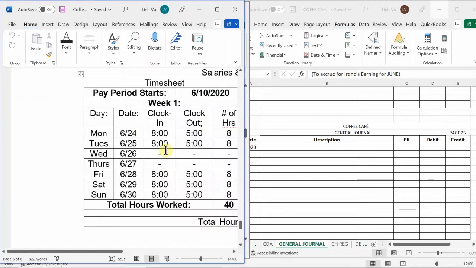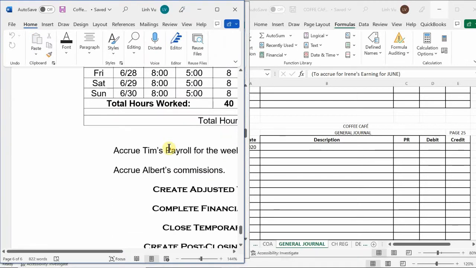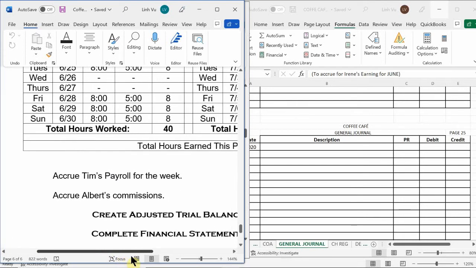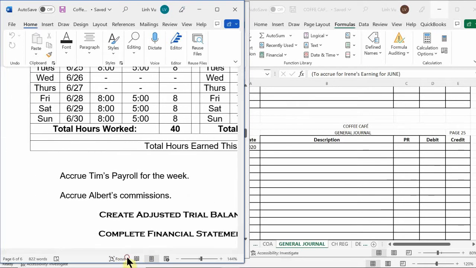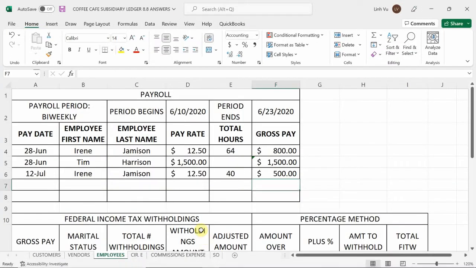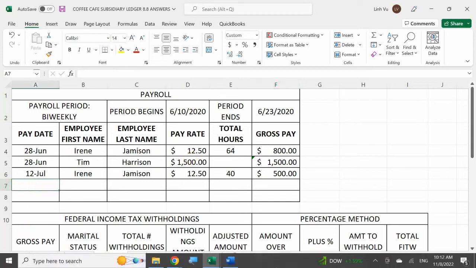All right, so we accrued for Irene's paycheck. Now we need to accrue for Tim's payroll for the week. So in this case, remember Tim? Tim's our bartista. He earns a salary of $1,500 per paycheck. If it's been 1 week since the last time we paid him, and they're on the same pay schedule, that means he's going to earn at least half his check now, right?